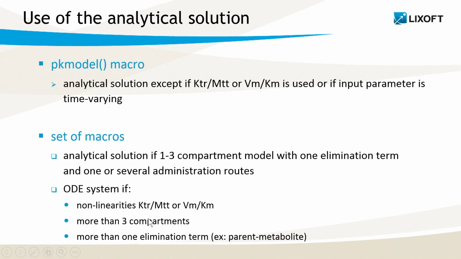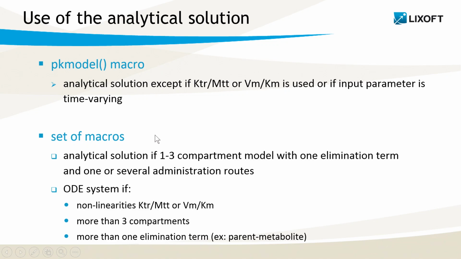Now let's check for each situation if the analytical solution is used or not. First, when you use the PK model macro, then the analytical solution is always used, except if you have transit compartments with the KTR and MTT, or a nonlinear elimination with VMKM, simply because the analytical solution does not exist for those cases. It is also the case if one of the input parameters of the PK model is not constant. For instance, if you have defined a clearance CL that varies over time.